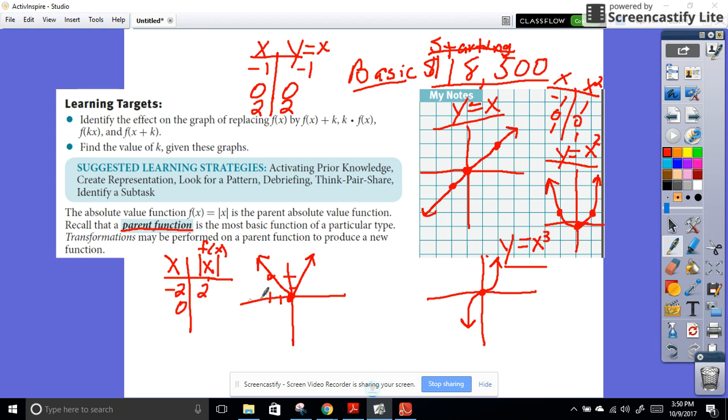Okay? Plug in 0. The absolute value of 0 is 0. Plug in +1. I'm just randomly selecting numbers. You plug in 1, you get +1 right there. Okay, so that's where we got these problems.